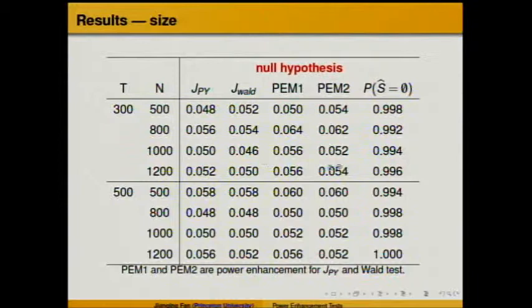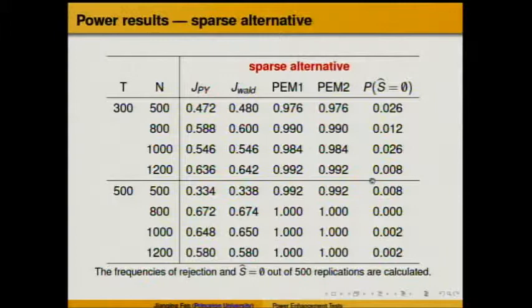So therefore, the size distortion is very small. Under the null hypothesis, you know this is what you want to happen exactly. So the majority of the time you select S hat equal to the empty set. For P equal to 500, of course, it just makes these probabilities a little bit higher and everything else very similar. So now let's consider the alternative hypothesis.